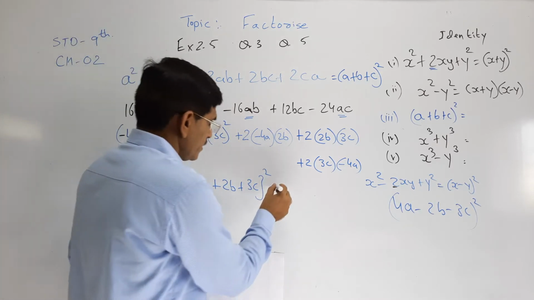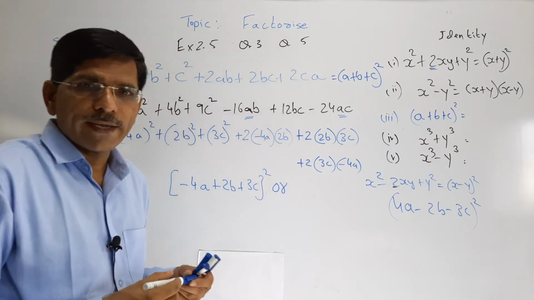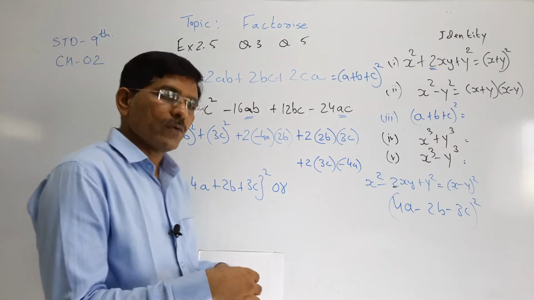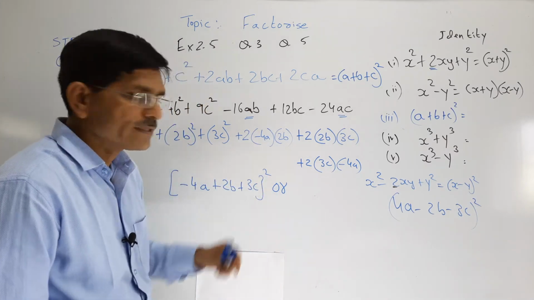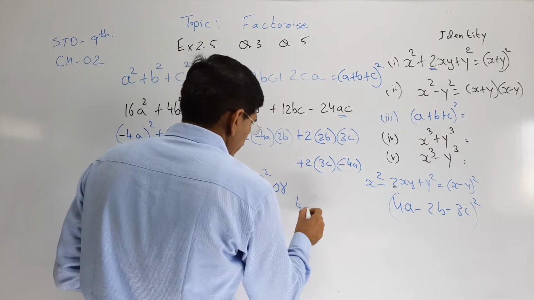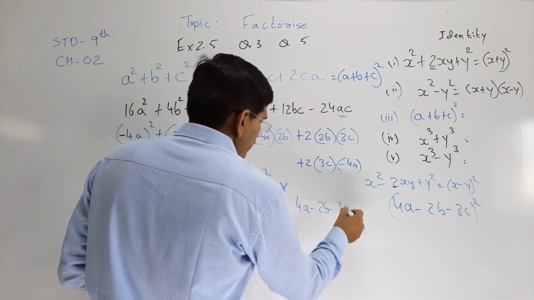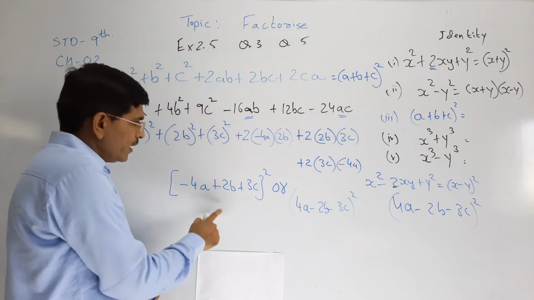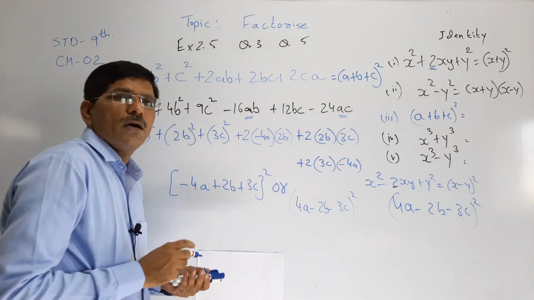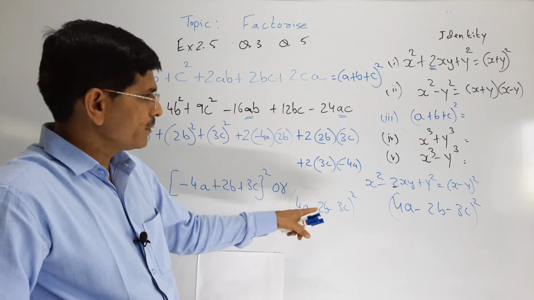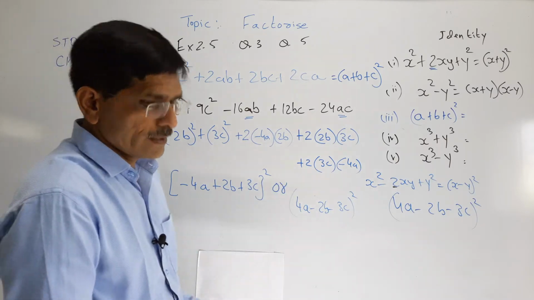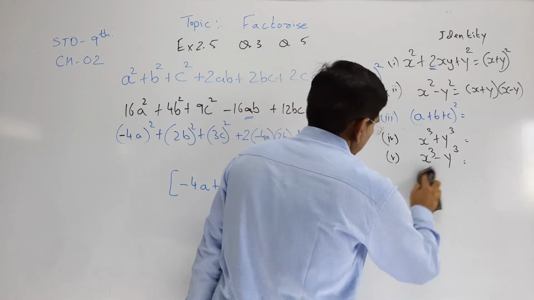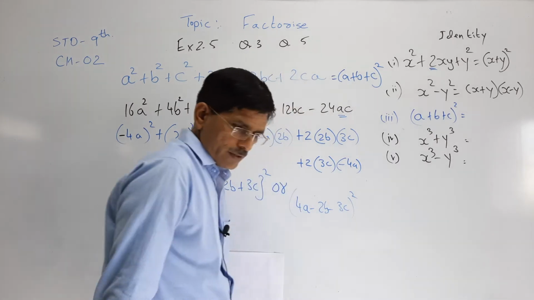That is my answer. But I have to write OR. Why? According to maths, if the first term in the answer is negative, we have to convert it into positive, because here it is a square. So I can write (4a minus 2b minus 3c) whole square. Why? Because this negative sign converts into positive, then the positive 2b sign converts into negative. So (4a minus 2b minus 3c) whole square. So factorization is important, it must be known, and in all exams it should be there.